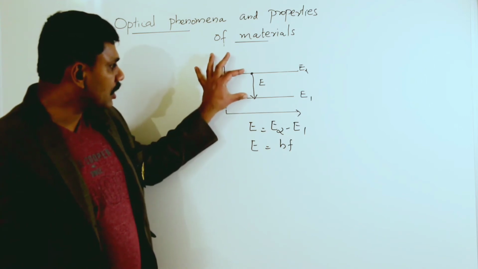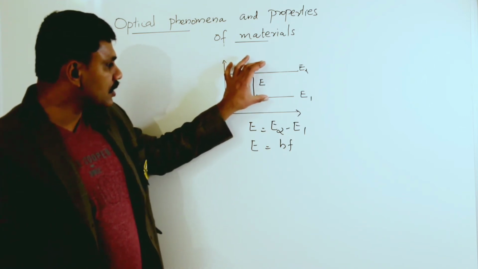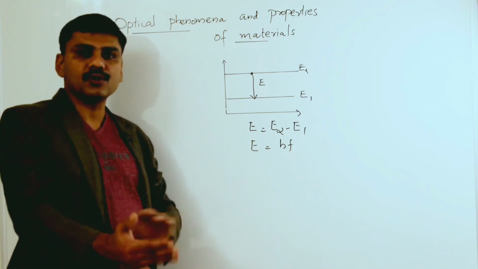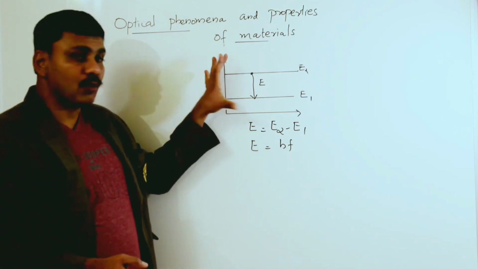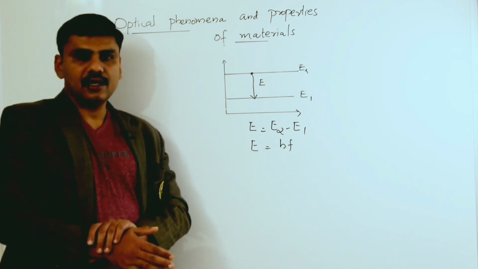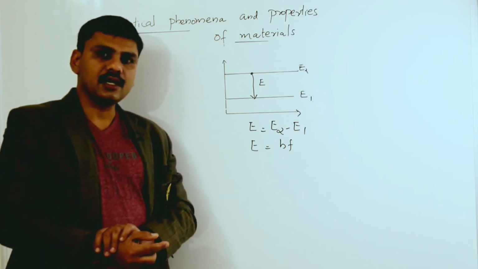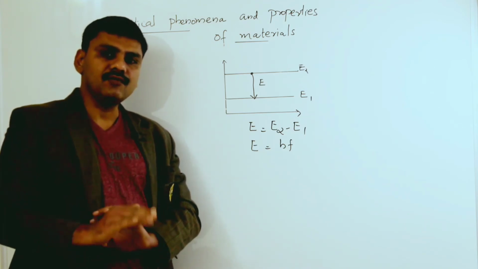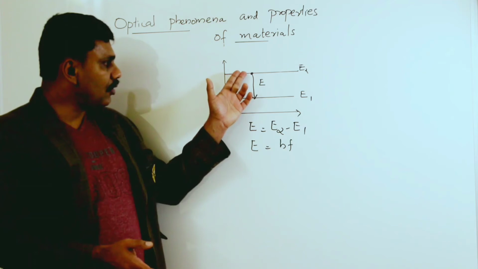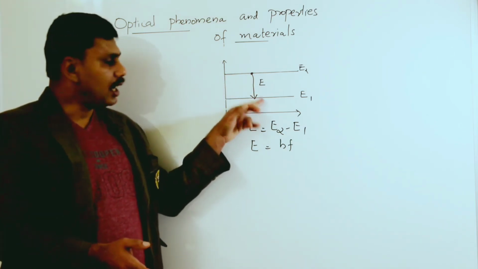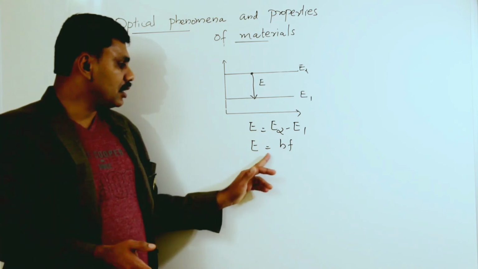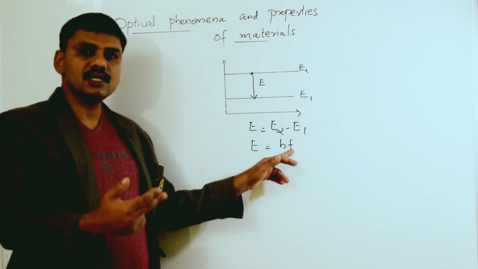If the energy levels are close, that means the difference in the energy level is less, then the E value will be less, then the frequency emitted will also be less. So the more the energy gap, the frequency of emission will be more, or wavelength will be less. If the energy gap is less, the emitted frequency will be less and the wavelength will be more, because frequency and wavelength are reciprocal. So this is a transition of electron from E2 to E1, and it is emitting an energy E equal to the difference in the energy levels, and E is equal to hf. f is the frequency of emitted radiation.